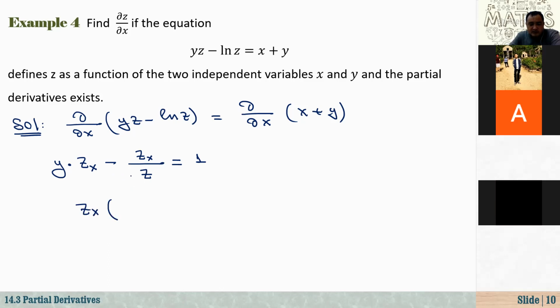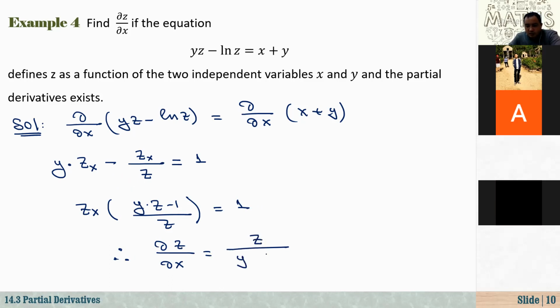And that's it. On the left-hand side, zx is a common factor. Just factor this out and express the rest as a single fraction. So here we have y times z minus 1 over z. On the right-hand side, we have 1. So now from here, the partial derivative of z with respect to x will be equal to, just taking this fraction to the right-hand side, z over yz minus 1. And of course, we have an implicit function here because z is a function itself, and the expression itself involves our function.